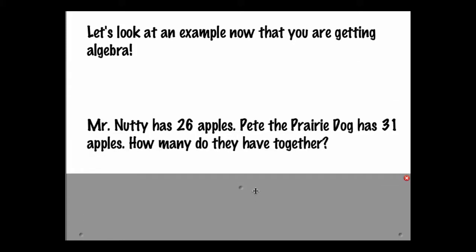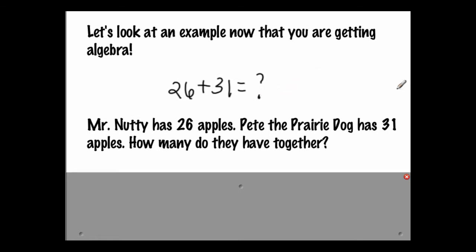Well, let's look at an example now that you're starting to get algebra, and it's pretty cool after all. Here's a simple word problem for you to solve. Mr. Nutty has 26 apples. Pete the prairie dog has 31 apples. How many do they have together? Now, traditionally, how we probably would have written this is something like this: 26 apples plus 31 apples is equal to, we don't know, question mark, okay? But in algebra, we are going to get rid of that question mark and put a letter for what we don't know.